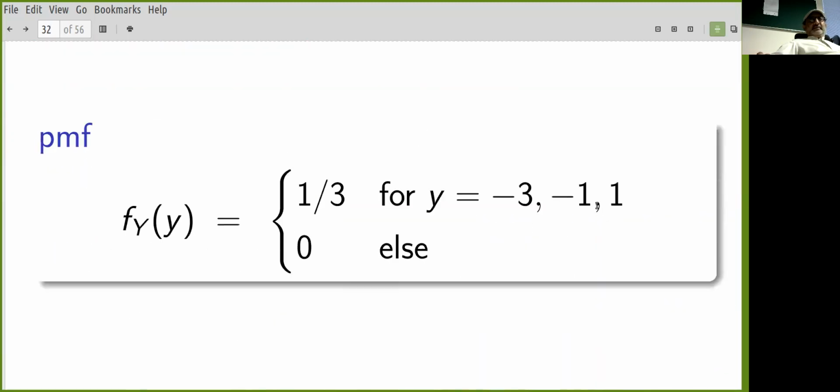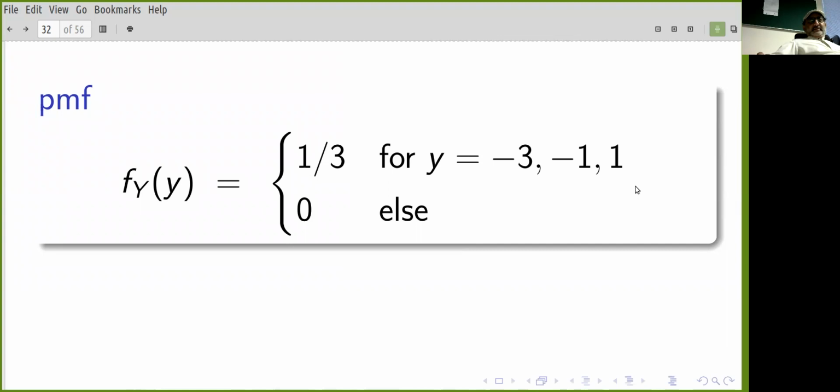Okay, so those were some transformations of random variables, and how to find their PMFs given that the transformation from the original random variable to the transformed one is 1-to-1. And now we consider the continuous case.